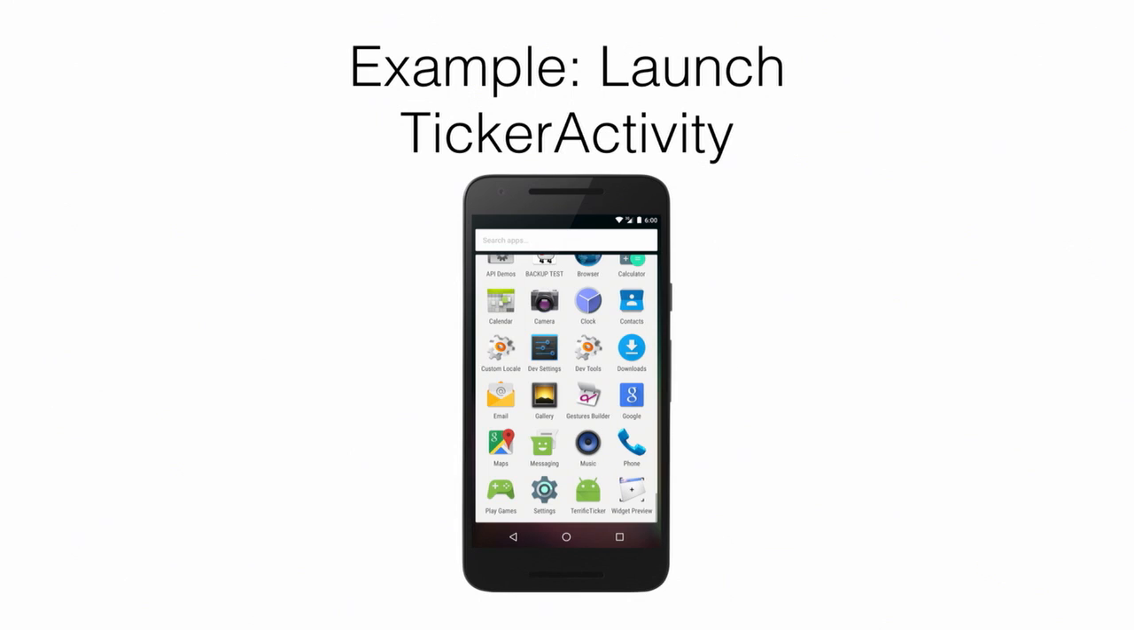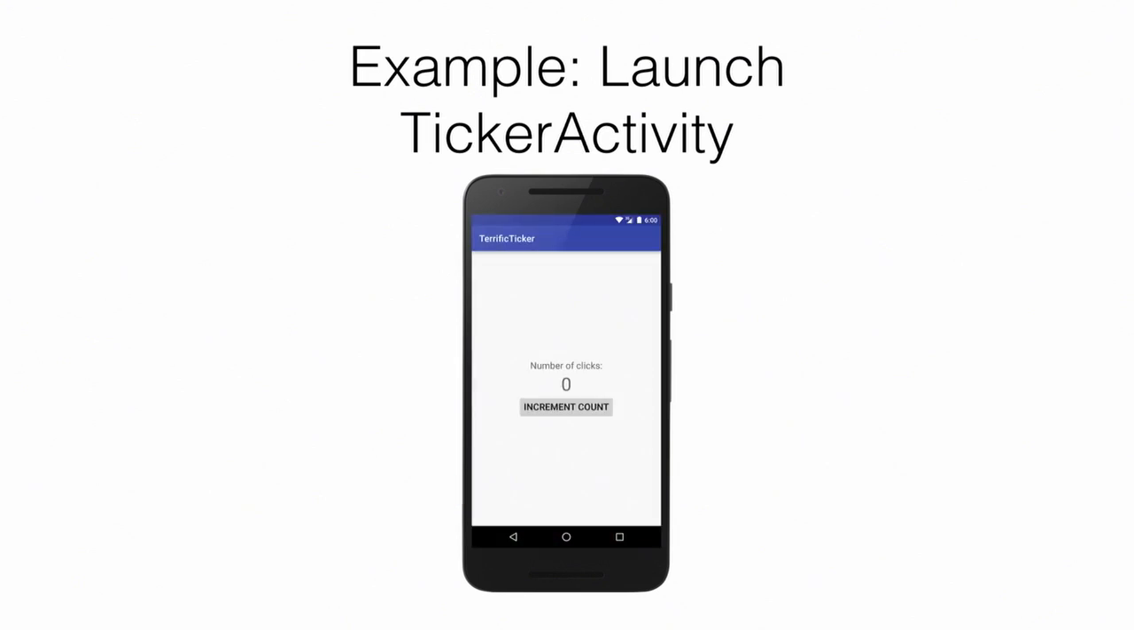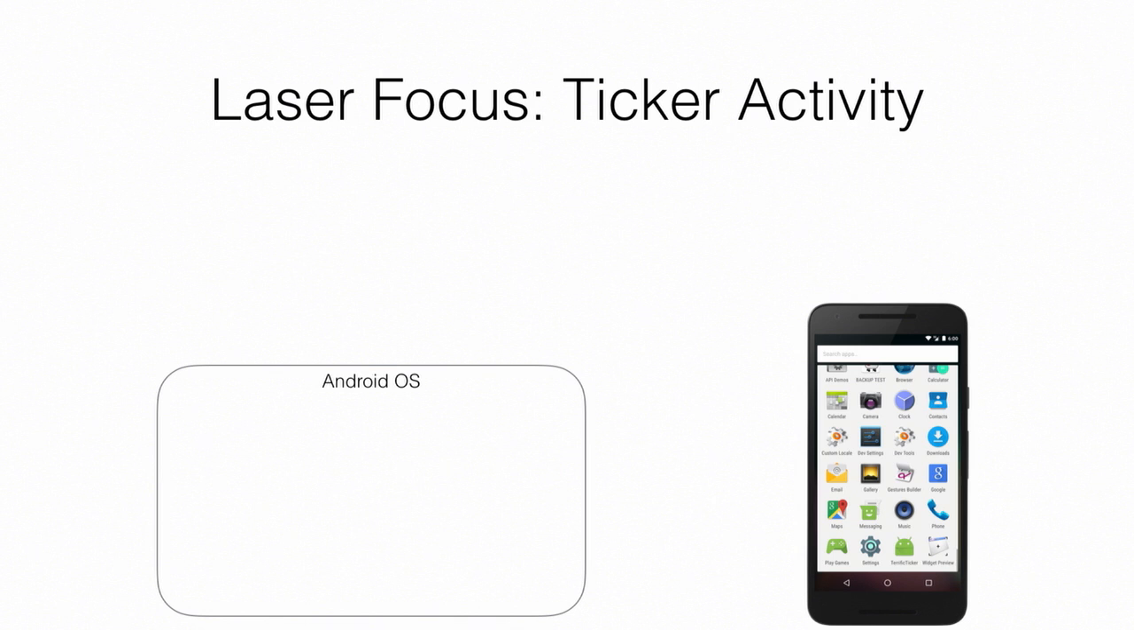So the first simple example, I like to call it the build-up scenario. We're launching the ticker activity, so the user presses the icon, and the ticker activity is launched and displayed. This slide, I just want to take a moment to step back and tell you what it represents, because you're going to see it over and over.